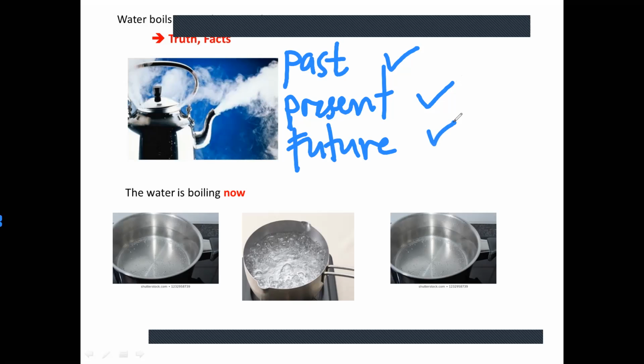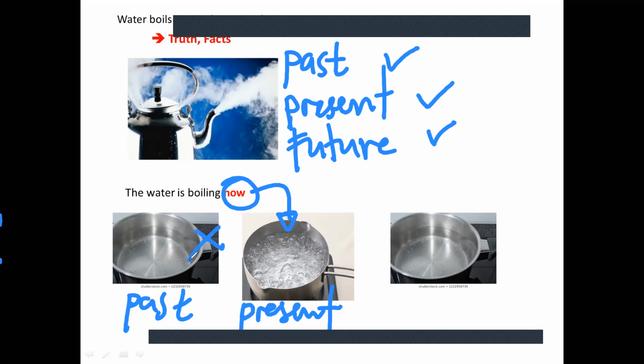But here, for the present continuous, the water is boiling now. The water is only boiling at the moment. It's only relevant for the present. In the past, before it's boiling, it's not boiling. It's not relevant for the past. And for the future, maybe 5 minutes after it's boiling, it won't be boiling anymore. So it's also not relevant for the future.